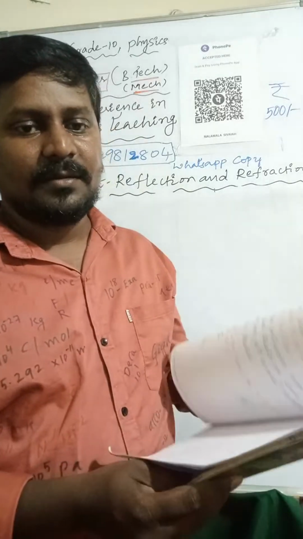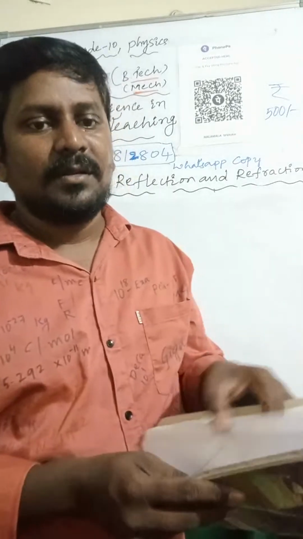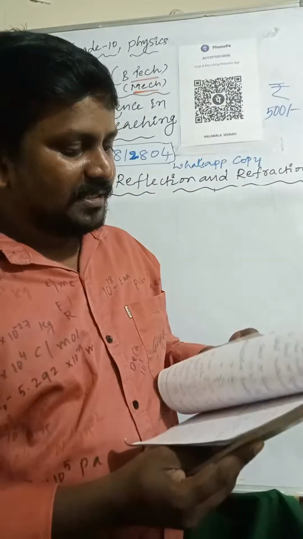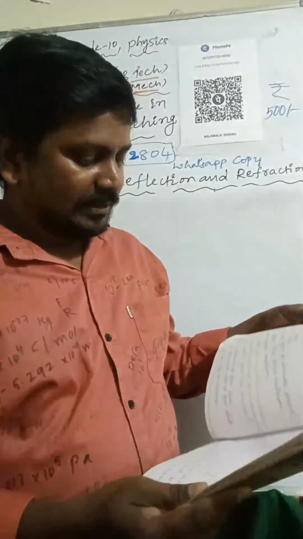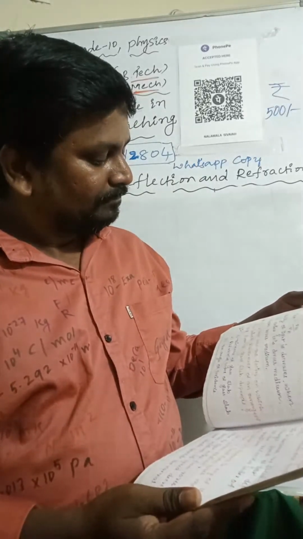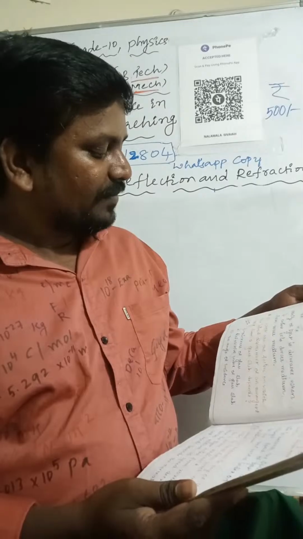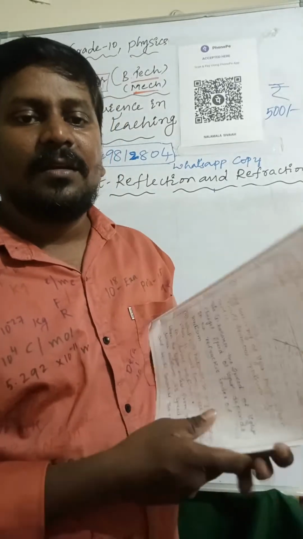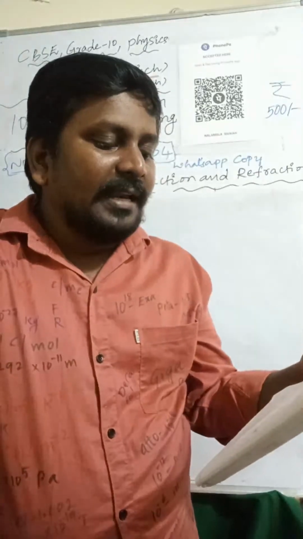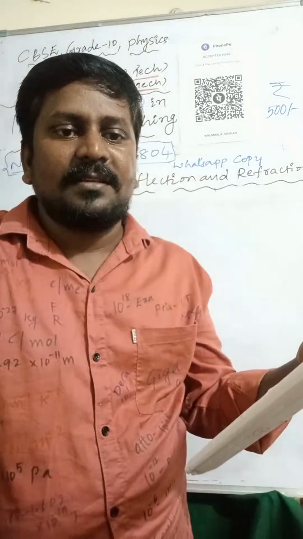Lenses are there, that's enough. There are a number of questions. One simple question I will give; try to answer it. What are the factors on which the lateral displacement of an emergent ray from a glass slab depends? That is the question.